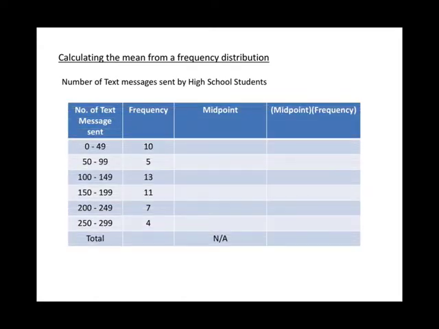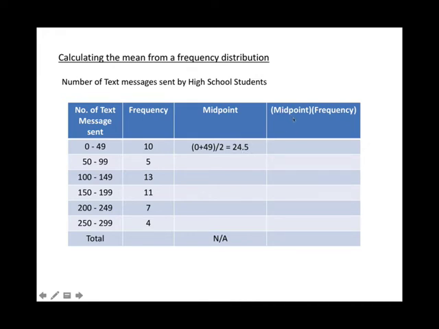Okay, calculating the mean from a frequency distribution. Here is an example of the number of text messages sent by high school students. Frequency 10 means 10 students sent between 0 and 49 text messages. And then 5 students sent between 50 and 99. First, we need to find the midpoint for each class. Remember how to find the midpoint? We add 0 plus 49 and divide by 2. We got 24.5 here.